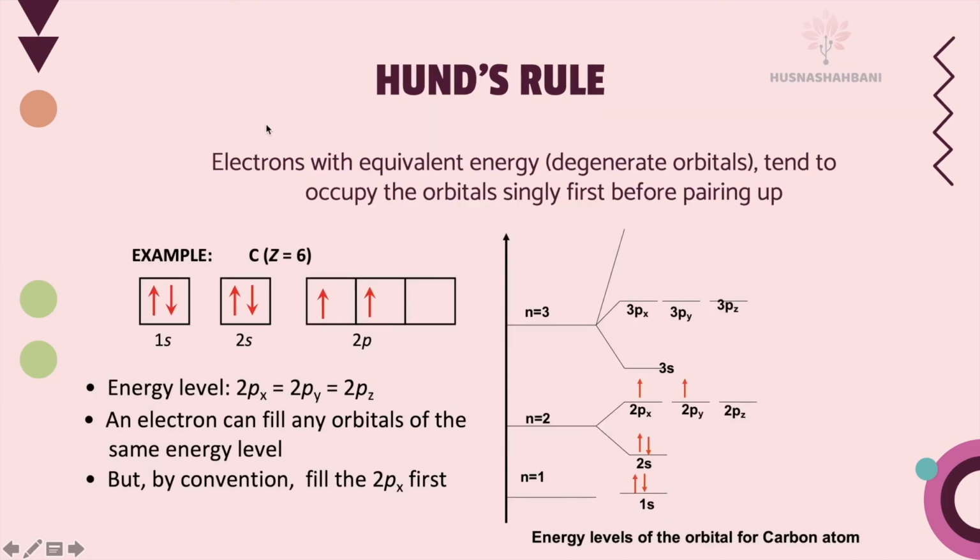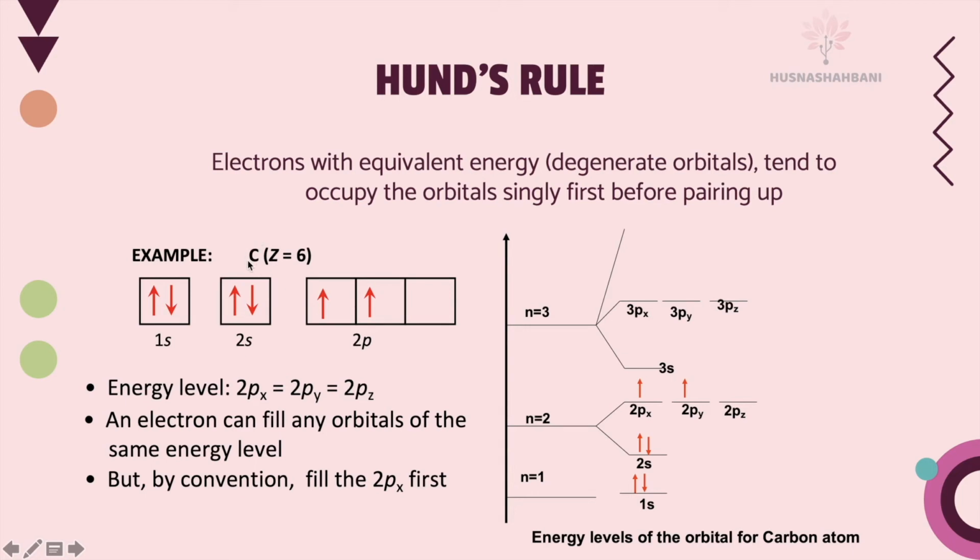Hund's rule. Electrons with equivalent energy, or degenerate orbitals. Degenerate orbitals mean the orbitals which have the same energy. For example, px, py, pz are degenerate orbitals. 3px, 3py, 3pz are degenerate orbitals because they have the same energy. Electrons tend to occupy the orbitals singly first before pairing up.